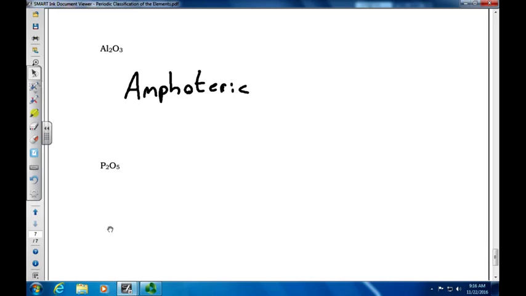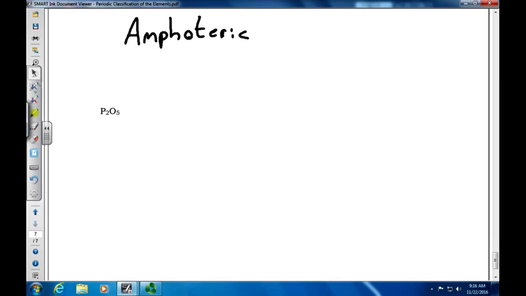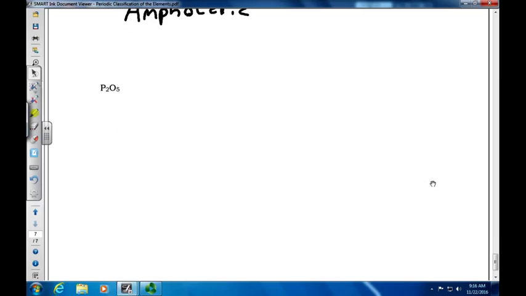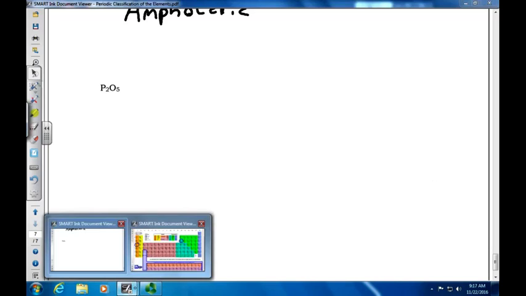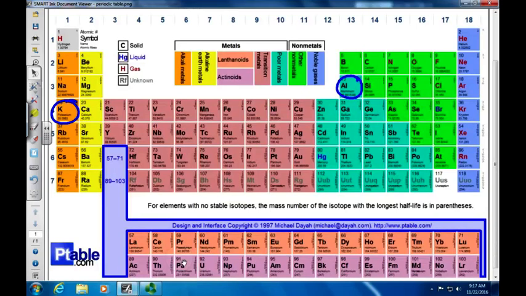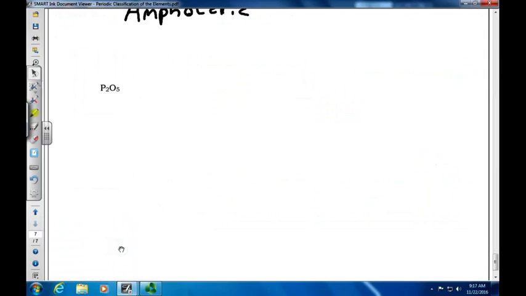The last one we have is diphosphorus tetroxide, which means that we have to find phosphorus on our periodic table. Phosphorus is all the way over here. Notice, so it's considered a non-metal. Non-metal oxides are always acidic, or usually acidic. So we're going to call this one acidic.